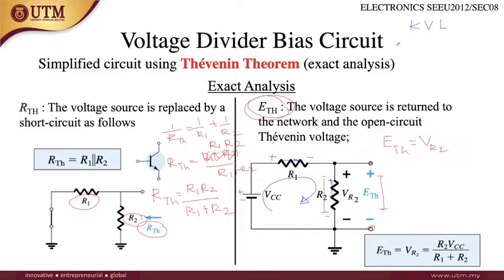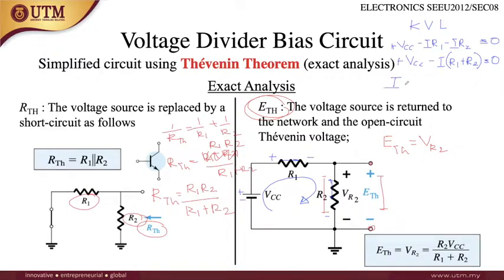Okay, so positive VCC, minus the current that flows through resistance R1, minus the current times resistor R2, equals 0. Since the current flowing here is the same as the current flowing here, we can say VCC minus I times R1 plus R2 equals 0.